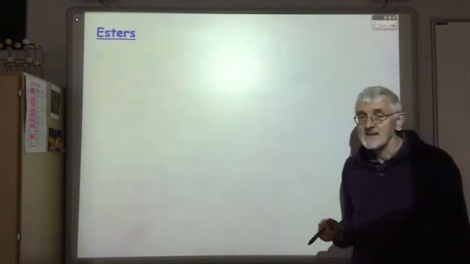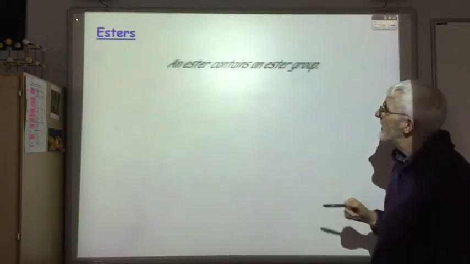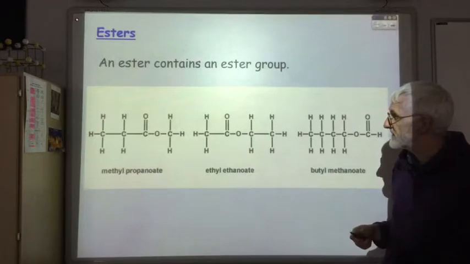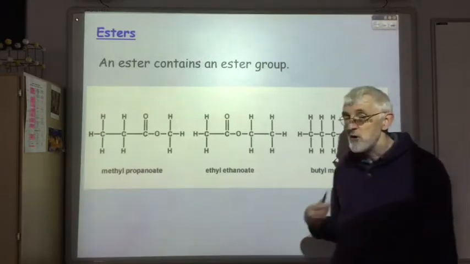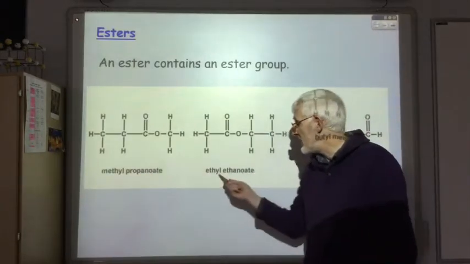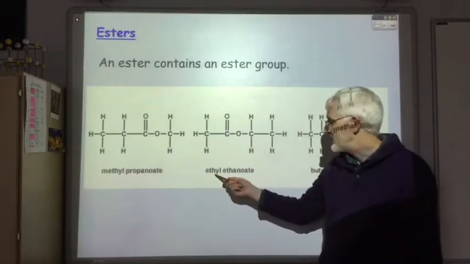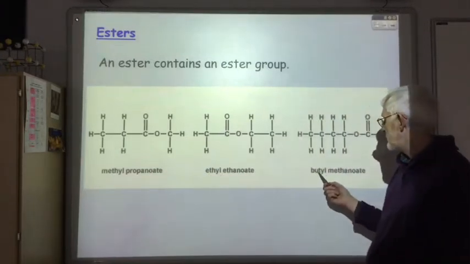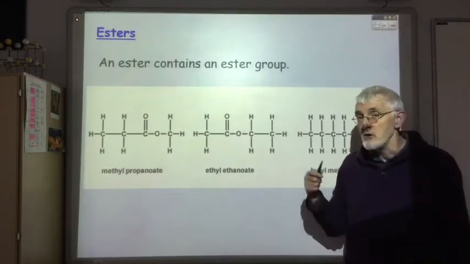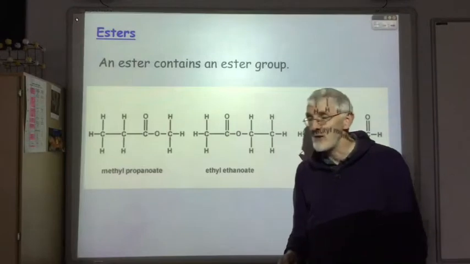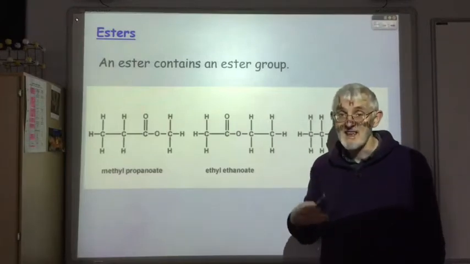Okay, finally, esters. Now, esters contain an ester group. Here are some examples of esters. Now, you would not be required to know how to name these esters. This one's methyl propanoate, this is ethyl ethanoate, this is butyl methanoate. What you would be expected to do is, given the name methyl propanoate, you should be able to recognise that that is an ester.